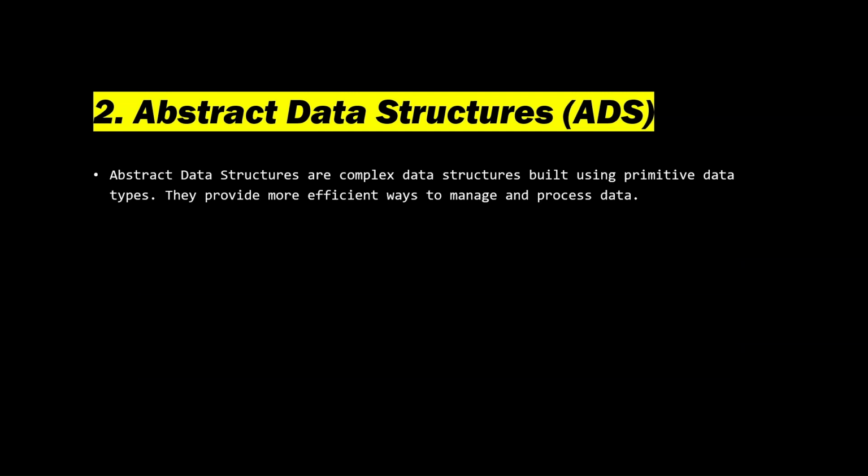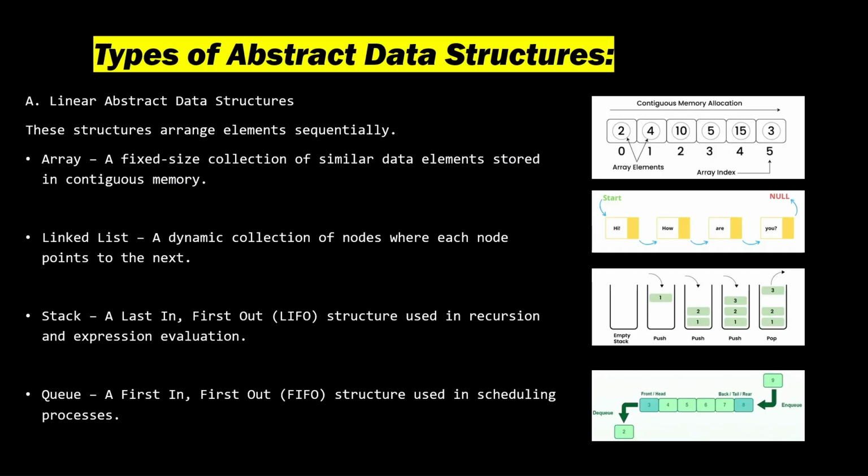Now we are going to learn about abstract data structures. Abstract data structures are complex data structures built using primitive data types. They provide more efficient ways to manage and process data. Types of abstract data structures. First, we will learn about linear data structures. As we already know, abstract data structures are, for example, linear data structures and nonlinear data structures. So now we will learn about linear data structures.